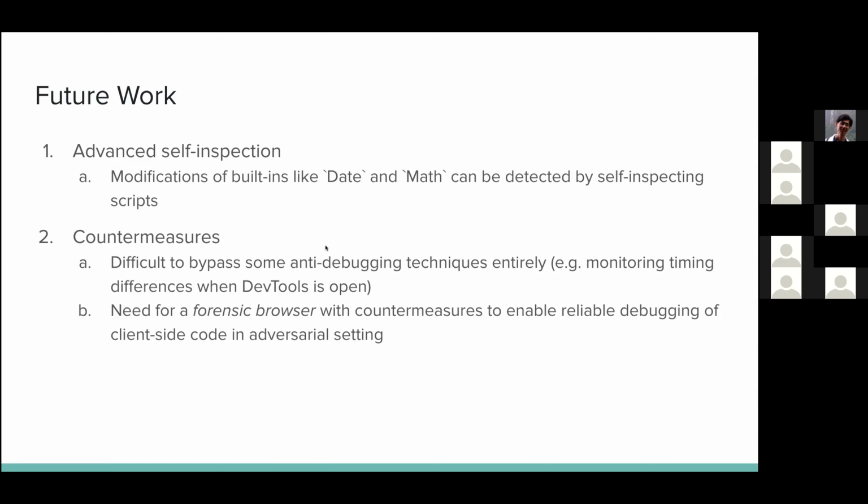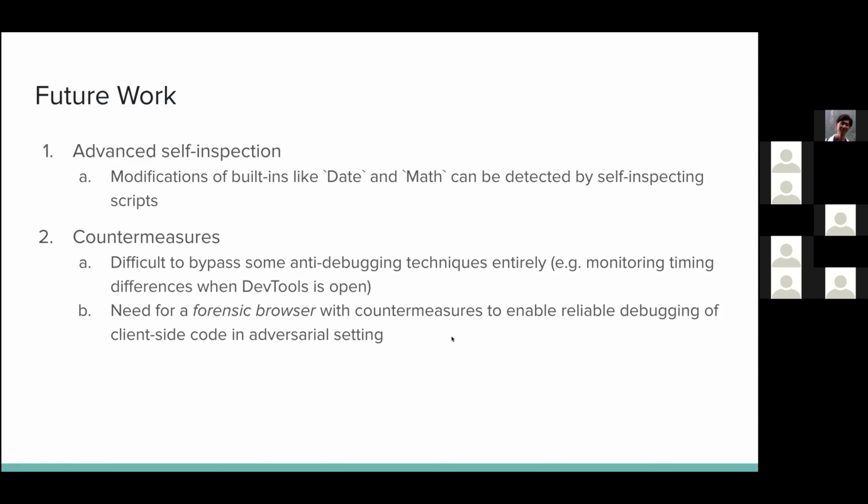Some other countermeasures: some anti-debugging techniques are difficult to bypass entirely. So the authors propose a need for a forensic browser with countermeasures that can enable debugging of client-side code to be reliable in the presence of malicious code. The reason is that, for example, something like preventing the JavaScript code from learning that a breakpoint was hit is much harder, and it can only be handled by modifying the browser itself.